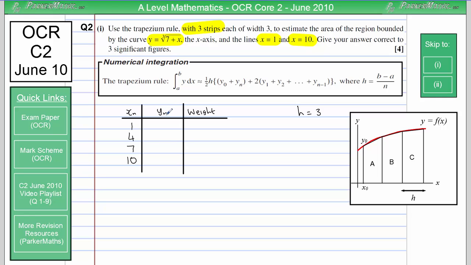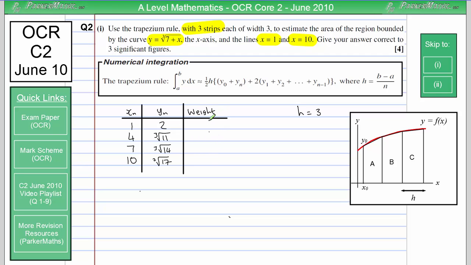And to work out the y column, I'm going to substitute x into this formula for each one. So if I substitute 1 into this formula up here, I get 7 plus 1, which is 8, and I'm doing the cube root of 8, which is 2. If I substitute 4 in, 7 plus 4 is 11, that's going to give me the cube root of 11. If you can't get an exact value for something, leave it in its exact form. If I substitute 7 in, 7 plus 7 is 14, that gives me the cube root of 14. And if I substitute 10 in, 7 plus 10 is 17, that gives me the cube root of 17.